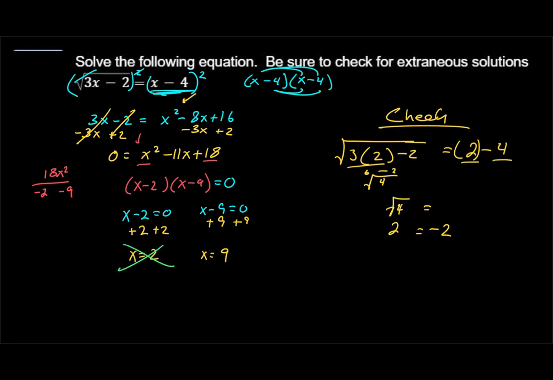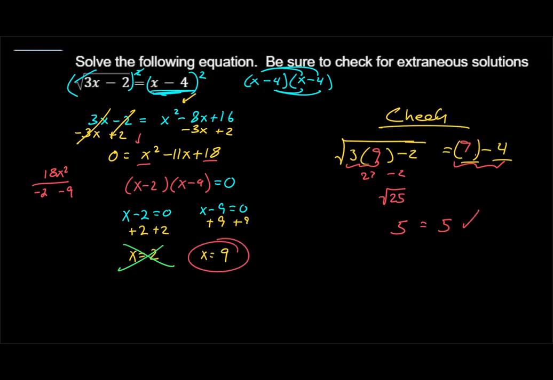If I go back up and try 9, which is my other possible answer, just replacing those. So my other possible answer is 9 here. If I plug a 9 in, 3 times 9 is 27. 27 minus 2 is 25, so we have the square root of 25. Square root of 25 is 5. Is that equal to 9 minus 4, which is 5? Yes, they are equal. So 9 is the answer, and the only answer.